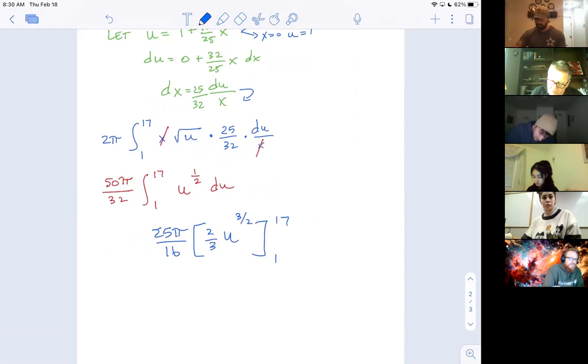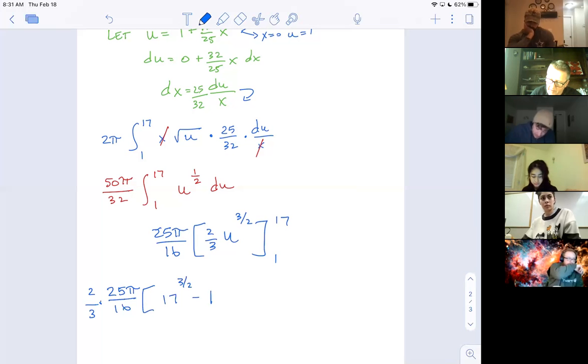And so I get 25 pi over 16. If I stick 17 in there, ooh, that's terrible. By the way, you could even pull 2/3 out of the front of this if you wanted to. I think I will. So now I have 17 to the 3/2 minus 1 to the 3/2. That's horrible.